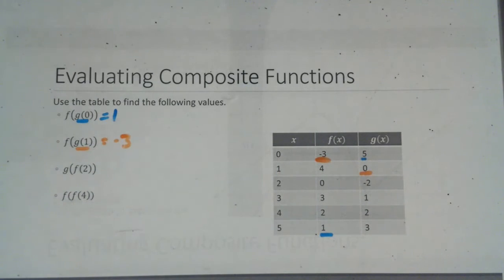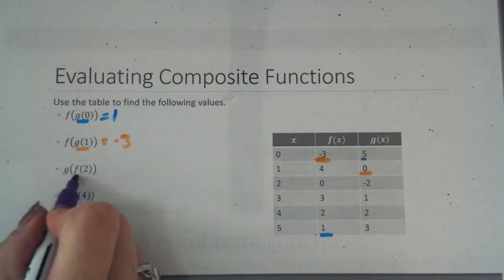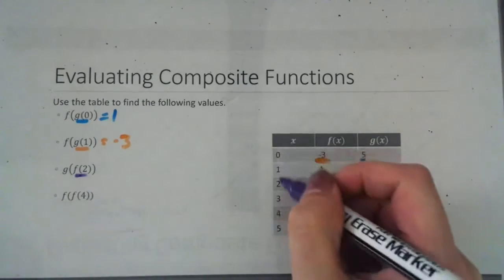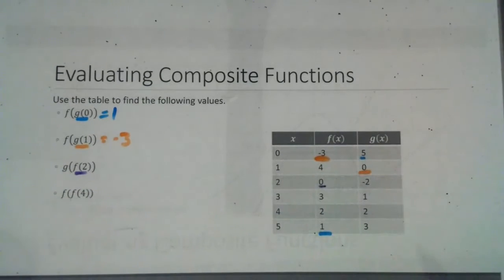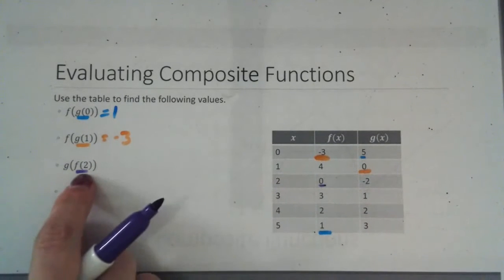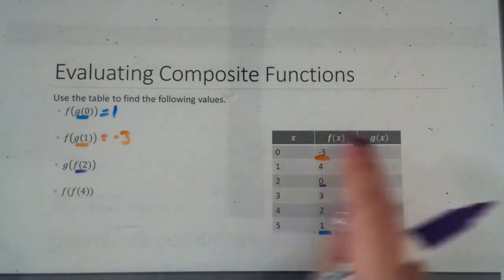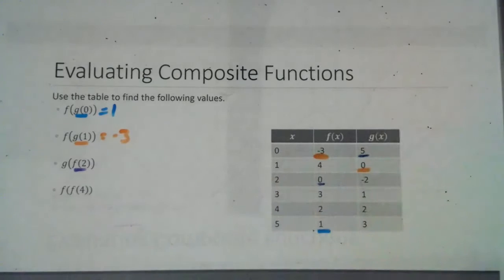The next one, we're looking at g of f of 2. So I'm going to find f of 2 first. When x is 2, f is 0. I'm going to plug in 0 into my function g. So if x is 0, my g is 5.